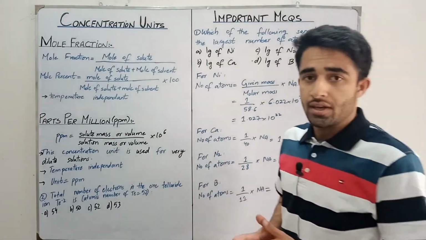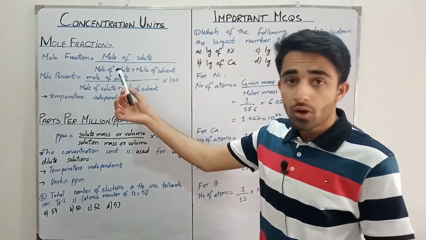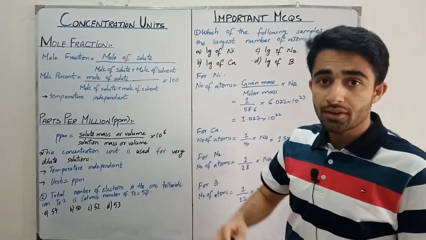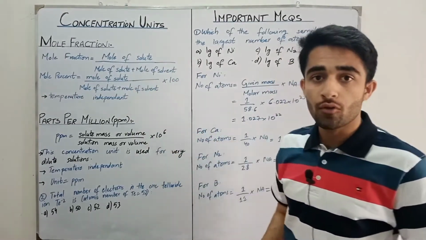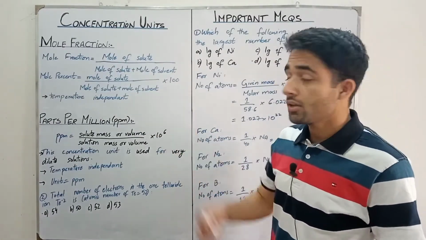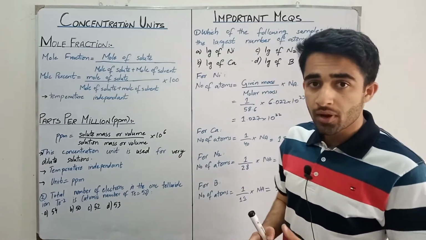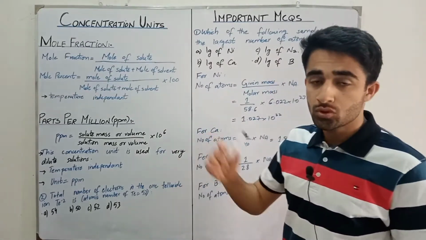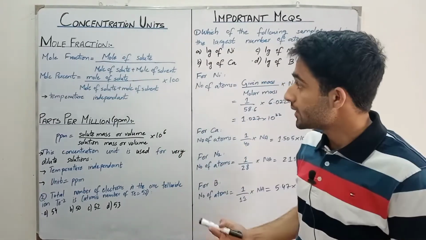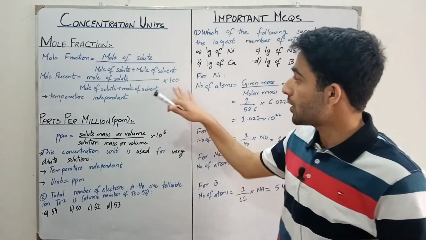First unit in this lecture is the mole fraction. The formula of the mole fraction is that it is equal to mole of solute divided by mole of solute plus mole of solvent, which is the total amount of mole. If you have to calculate the mole percentage, you just have to multiply the mole fraction with 100. That is, mole of solute over mole of solute plus mole of solvent, multiplied by 100.